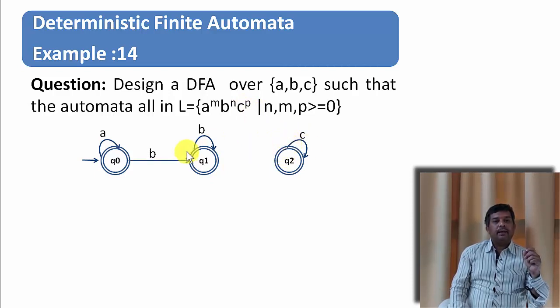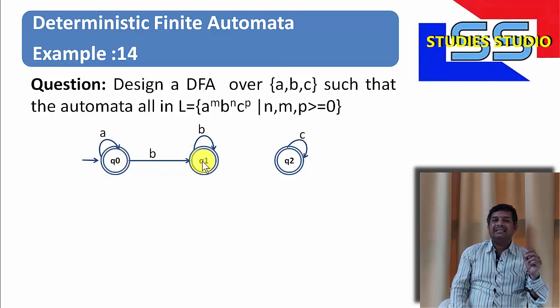But the transition from a to b is supposed to be on Q0, by giving b, it's supposed to go to Q1, because it is ensuring that at least one b is there.